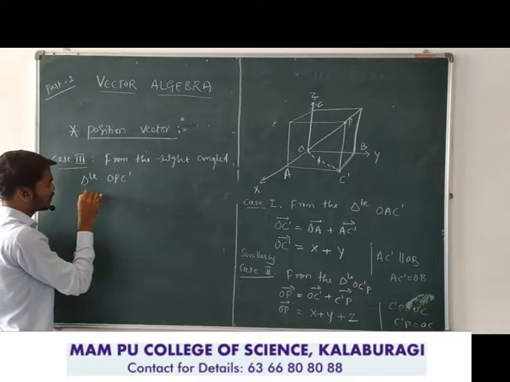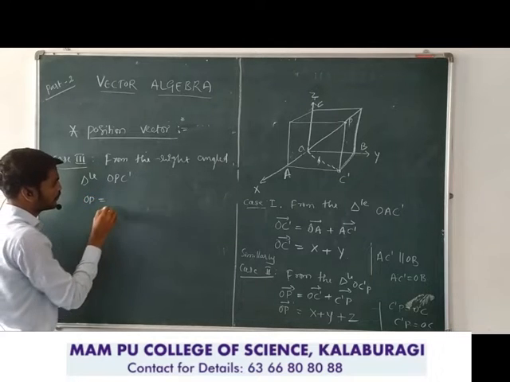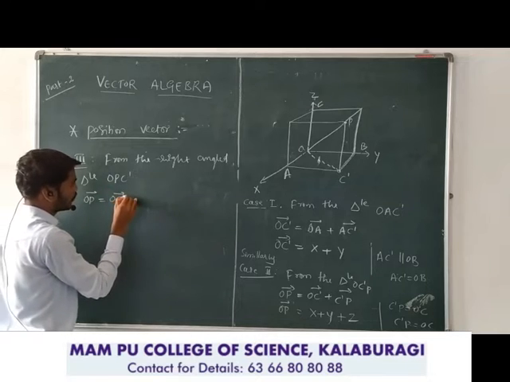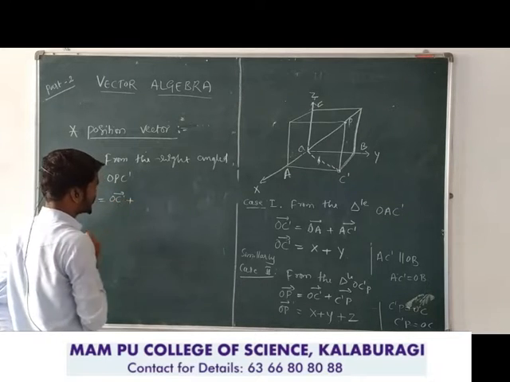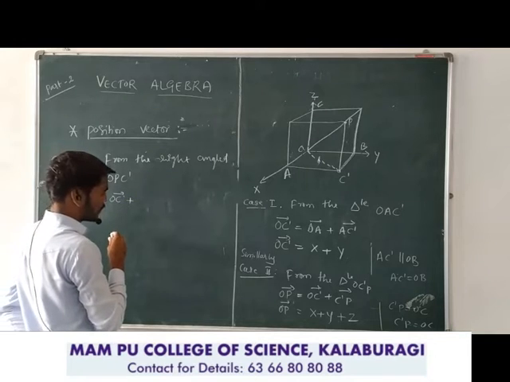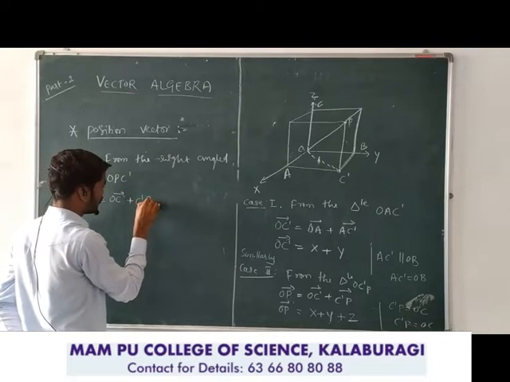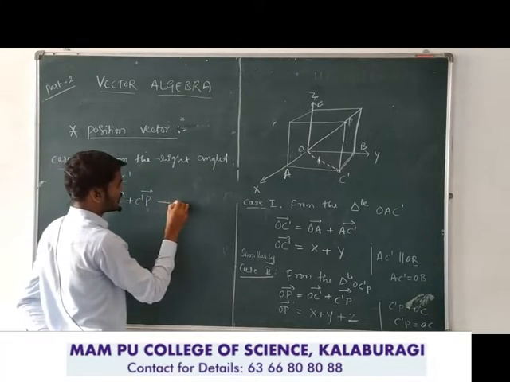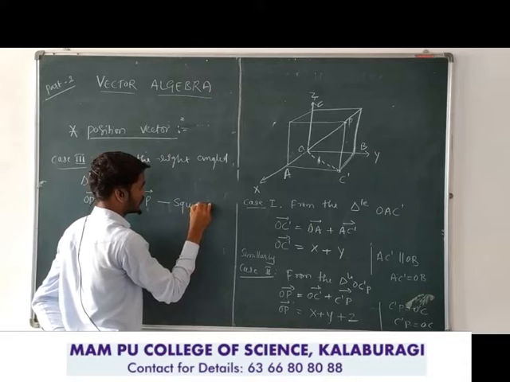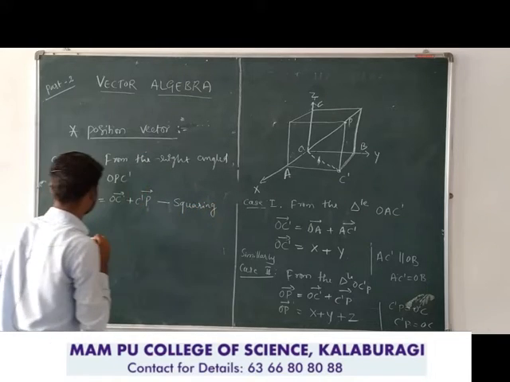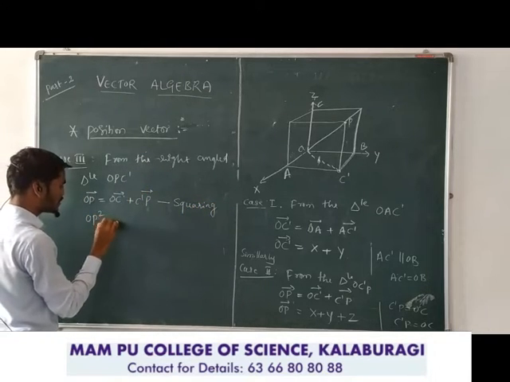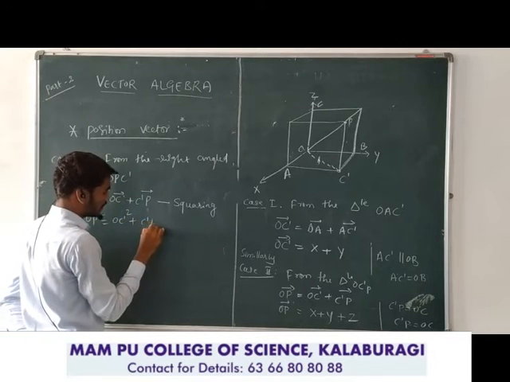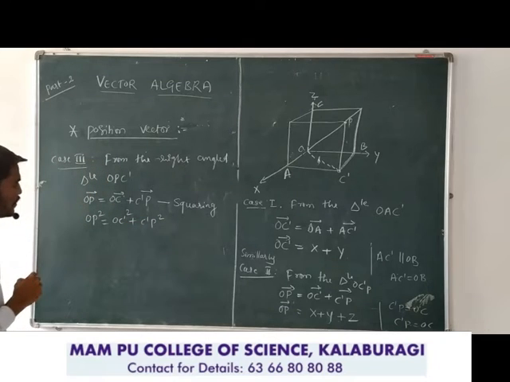OP vector is equal to OC vector, OC dash vector plus C dash P vector. Now I will square this equation. So OP square is equal to O dash C square plus C dash P square.